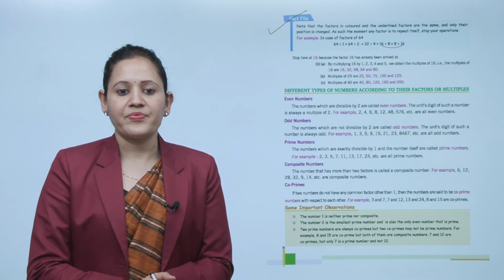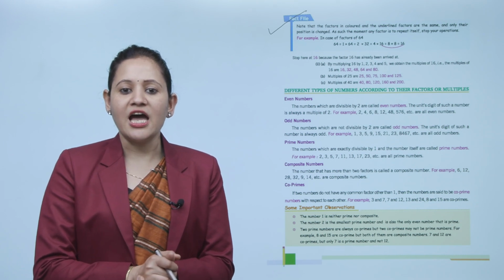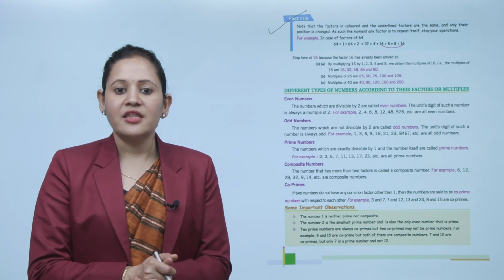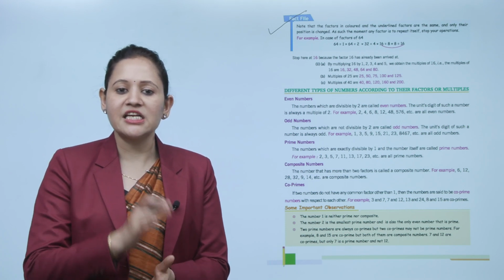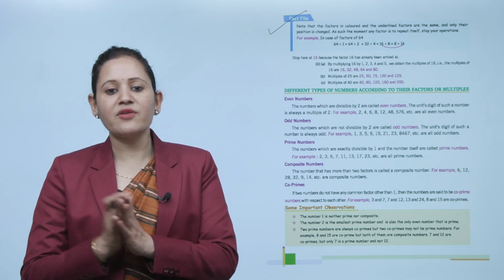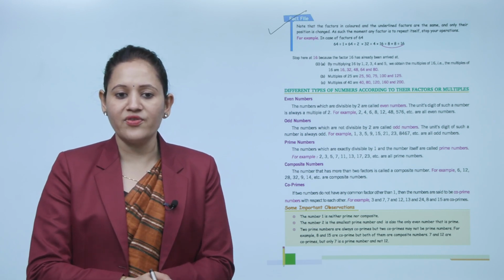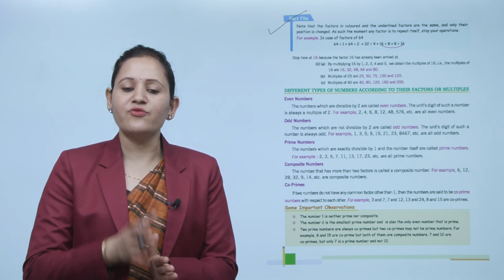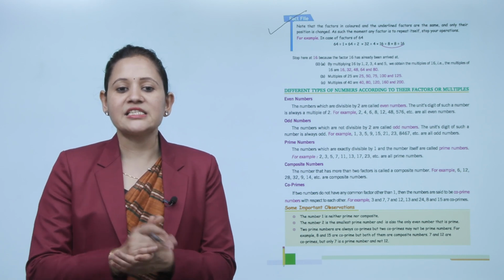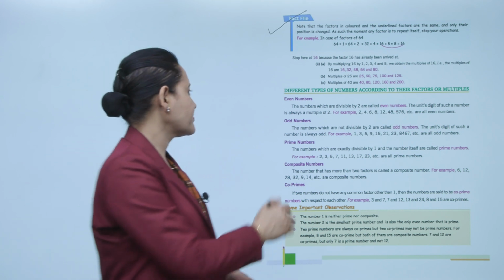Second, by multiplying 16 by 1, 2, 3, 4 and 5, we obtain the multiples of 16. The multiples of 16 are 16, 32, 48, 64 and 80. Multiples of 25: 25, 50, 75, 100 and 125. Multiples of 40: 40, 80, 120, 160 and 200. Next are different types of numbers according to their factors and multiples.